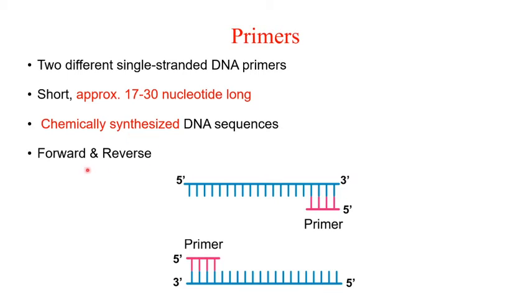Two types of primers are used, forward and reverse primers. This is the forward primer extending from 5' to 3' end, and this is the reverse primer used in reverse direction 5' to 3' end in the complementary strand. GC content, that is guanine cytosine content, melting temperature, and length are the key factors for primer designing.